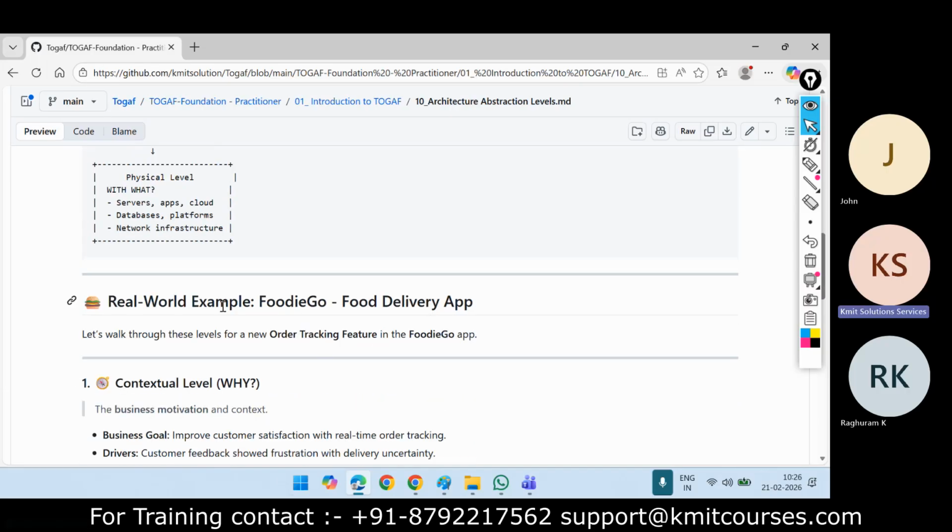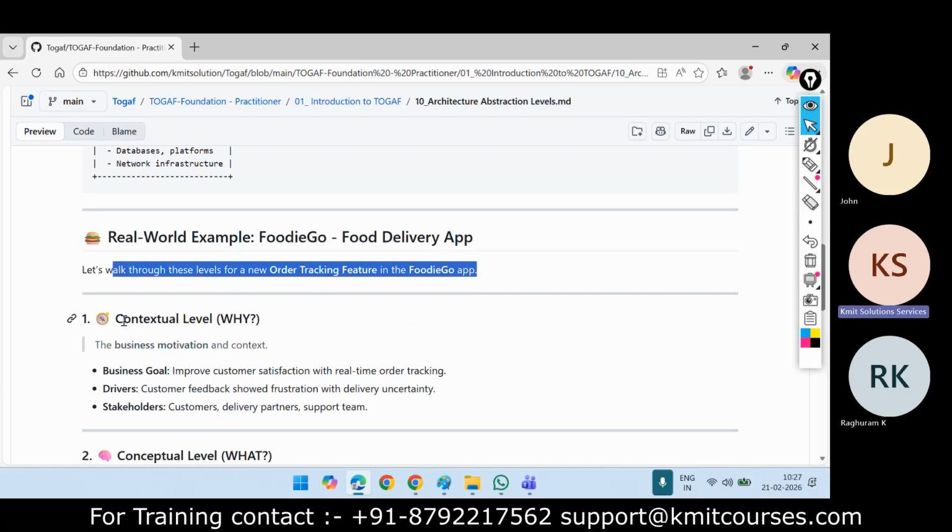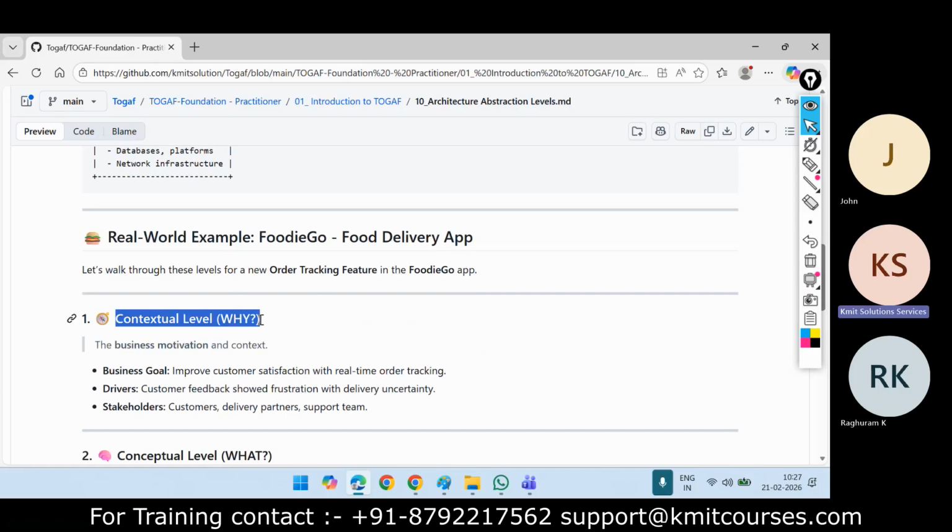So now let us relate to our FoodieGo application. Let's talk about these levels for a new order tracking feature in the FoodieGo application. First question you will ask is why we need it. The business goal is that we need to improve customer satisfaction with real-time order tracking. So we are adding a new feature, which is order tracking, in our application.